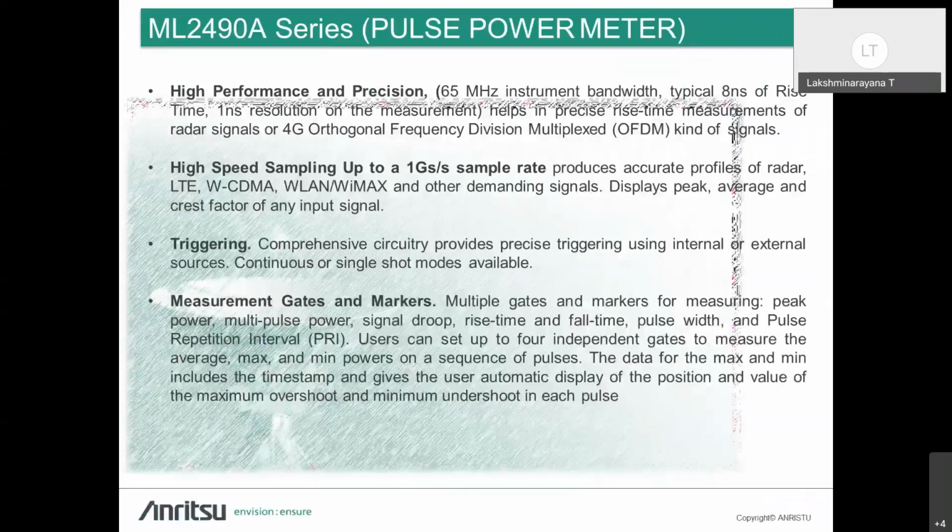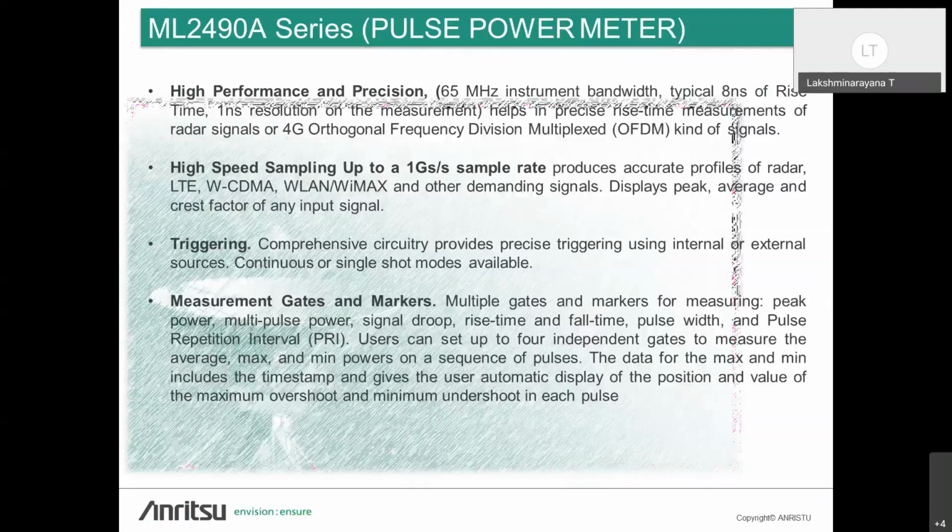So the 2490A pulse power meter has high performance and precision because of its highest video bandwidth of 65 megahertz and 8 nanosecond rise time, for precise rise time measurements of radar signals and 4G OFDM signals. And it has high speed sampling up to 1 giga samples per second, which will be very useful for wireless mobile modulated signal measurements.